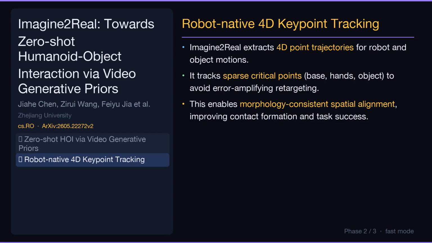Contribution 2. Robot native 4D key point tracking. Imagine2Real extracts 4D point trajectories for robot and object motions. It tracks sparse critical points, base, hands, object, to avoid error-amplifying retargeting. This enables morphology-consistent spatial alignment, improving contact formation and task success.